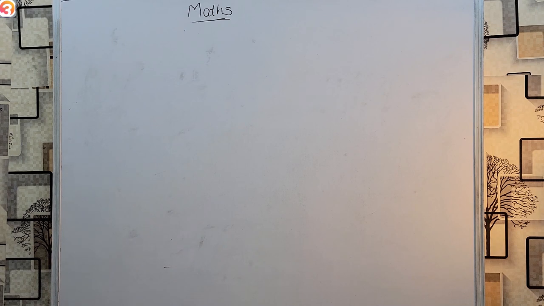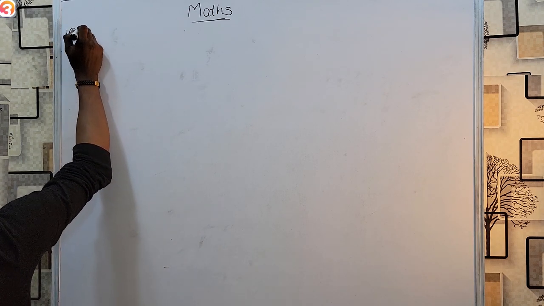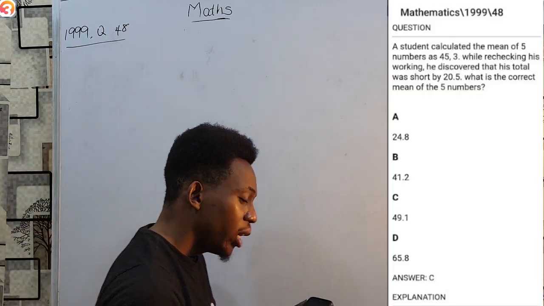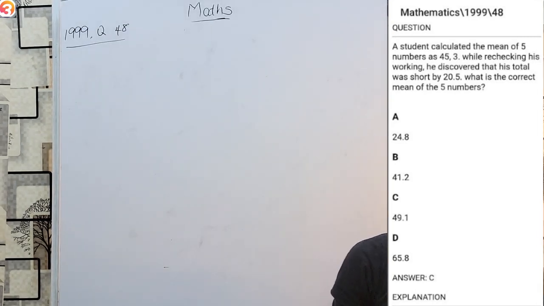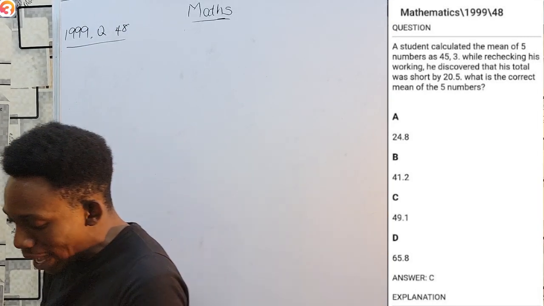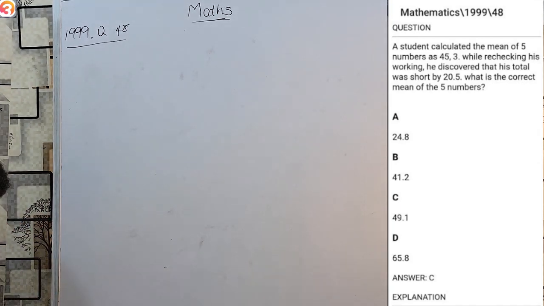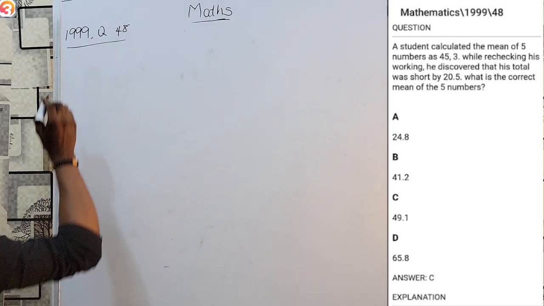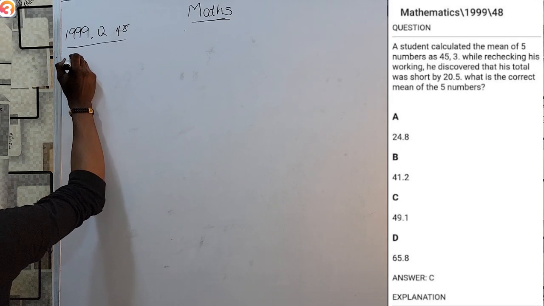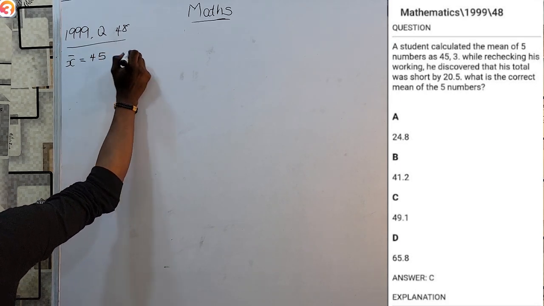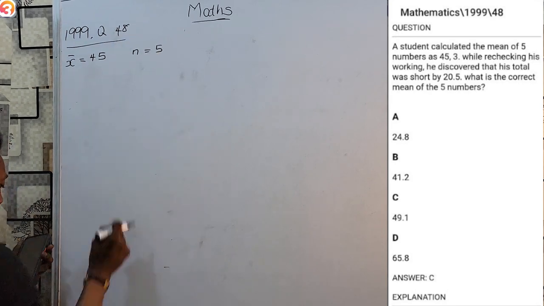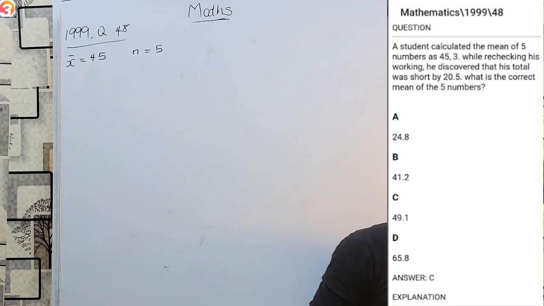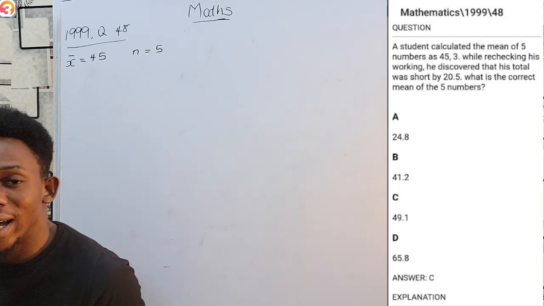This time we are going to the year 1999. Looking at question 48. This one tells a story. It says, a student calculated the mean of five numbers as just 45. That means the mean of five numbers was 45, and basically the number of numbers was 5. Then when rechecking his working, he discovered that his total was short by 20.5.